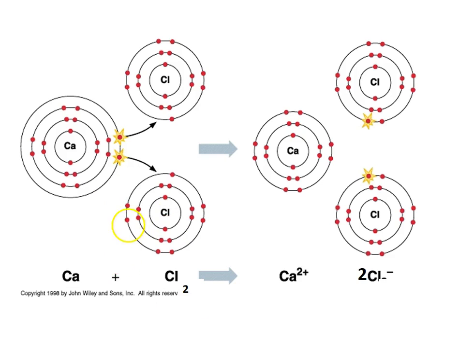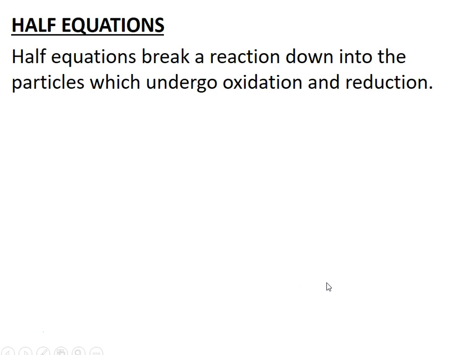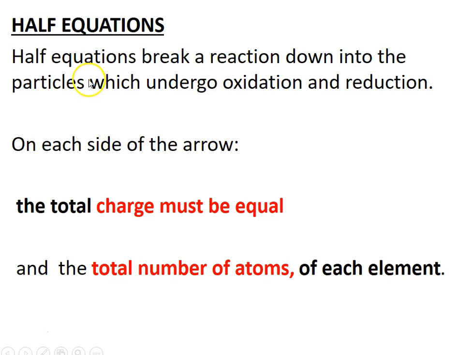This is another example of a metal, calcium, and the chlorine again. Calcium loses 2, each chlorine has to gain 1. So calcium becomes 2 plus, chlorine becomes 1 minus. Okay, so those two are broken up into half equations: one half equation for what's losing the electrons, and the other for what's gaining. When you do half equations, you must remember that the charge on both sides of the arrow must be equal, and the total number of atoms of each element on each side must be equal.